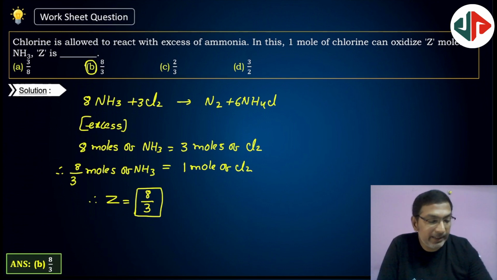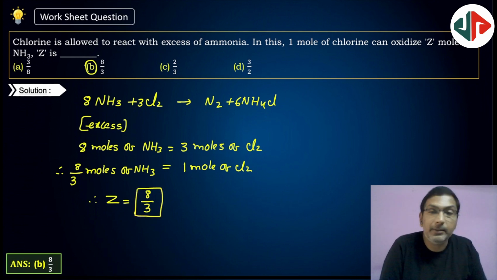Chlorine is allowed to react with excess of ammonia. So in this, 1 mole of chlorine can oxidize Z moles of NH3. So here Z is. So it is a balanced equation between excess of ammonia and Cl2. So N2 plus NH4Cl, ammonium chloride, will be formed. So clearly 8 moles of ammonia will be equal to 3 moles of Cl2. Therefore 1 mole of Cl2 is 8 by 3 moles of NH3. That is Z equal to 8 by 3.